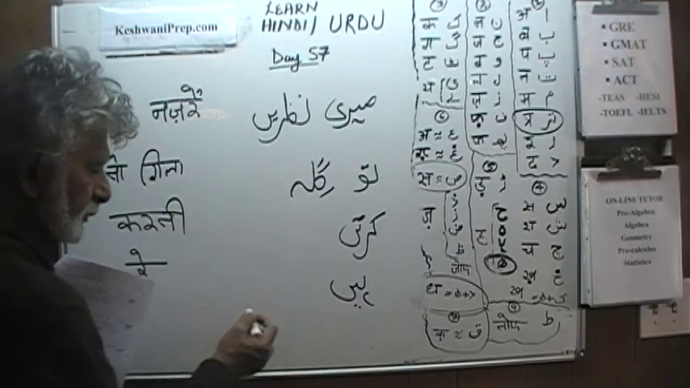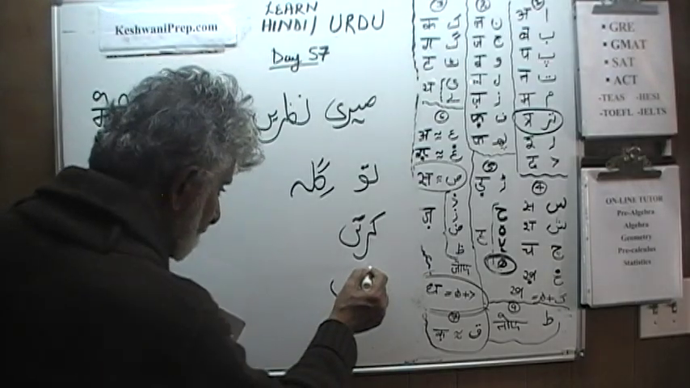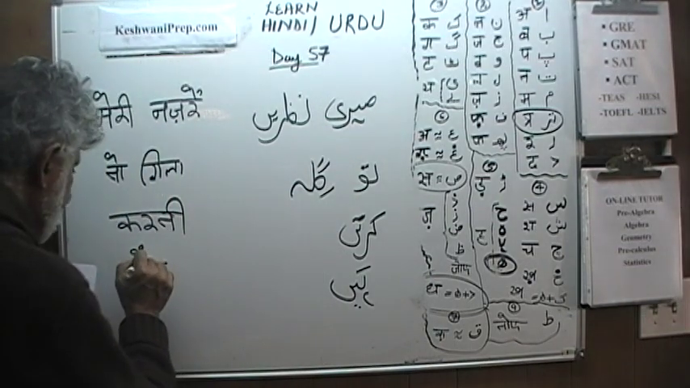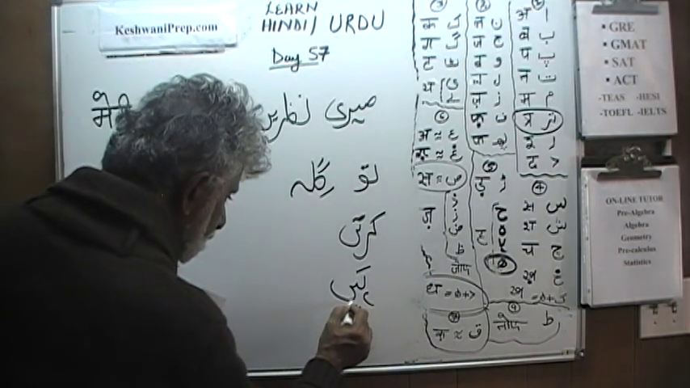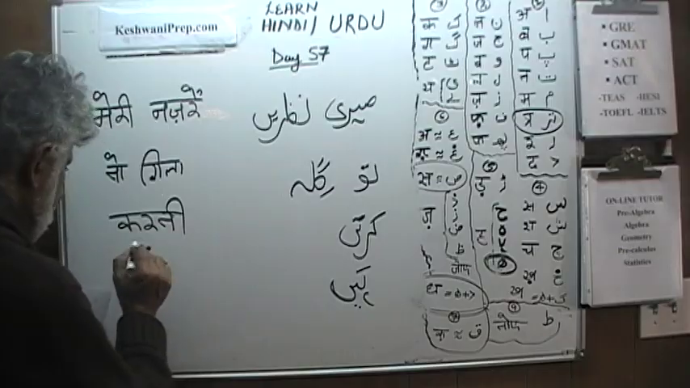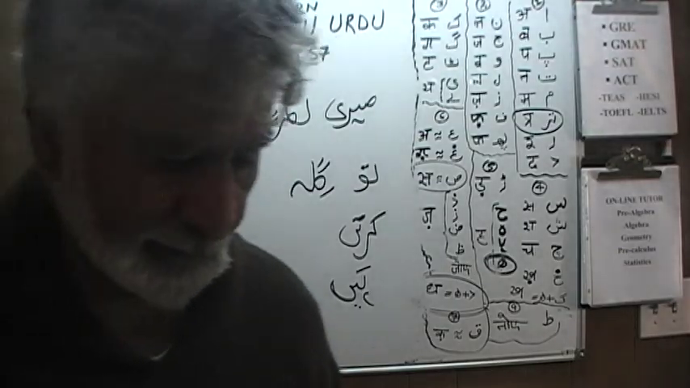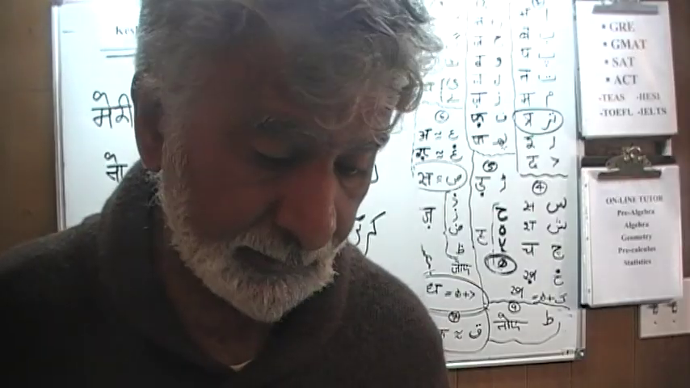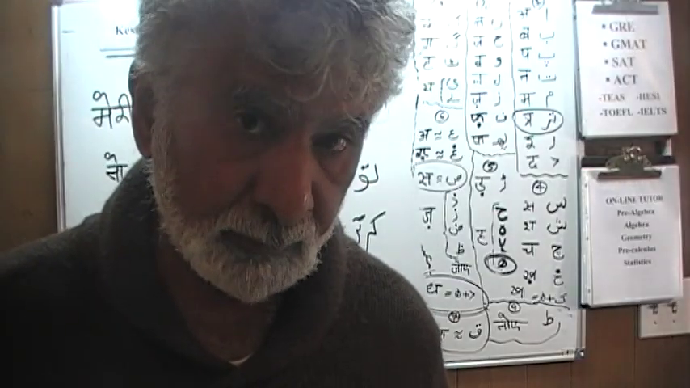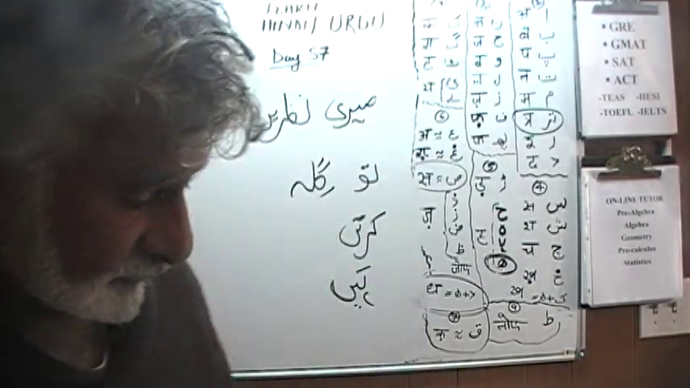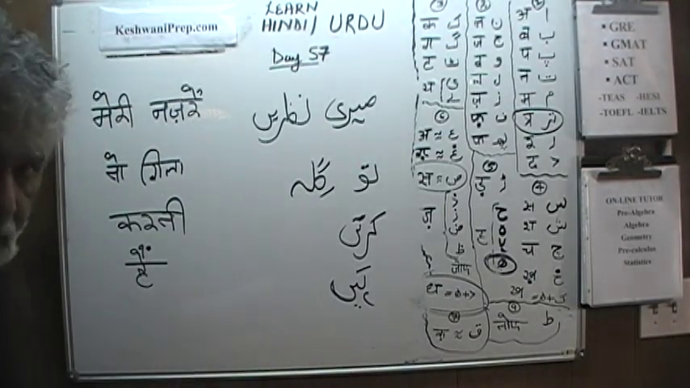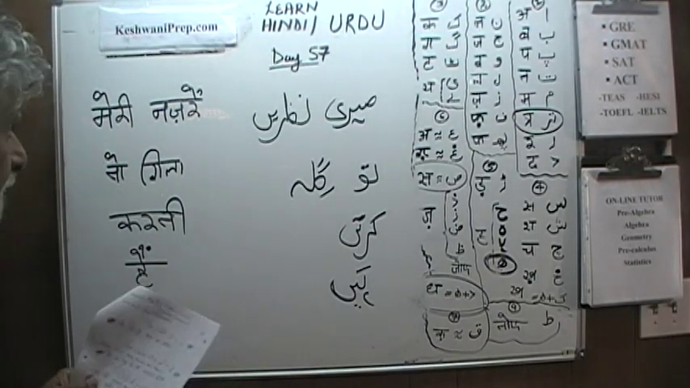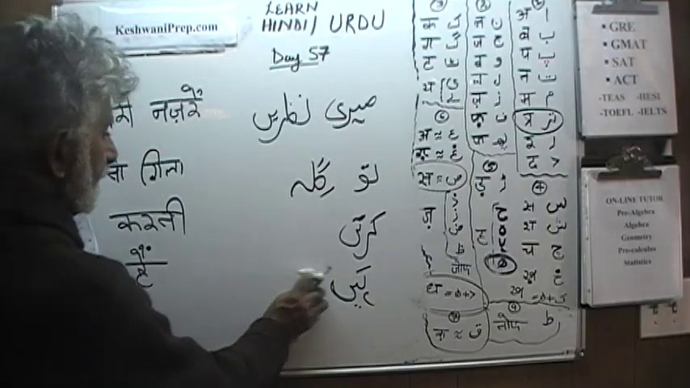We don't need a छोटी एक की मात्रा, we need a बड़ी एक की मात्रा, so we put a zabar, it becomes a बड़ी एक की मात्रा, and then we have a noon gunna, so we put a dot there. Because it's not a he, it's हैं. मेरी नजरें तो गिला करती हैं. My eyes are complaining. My eyes are already complaining. Let's see what the next line says. मेरी नजरें तो गिला करती हैं. My eyes, as you can see, are already complaining.